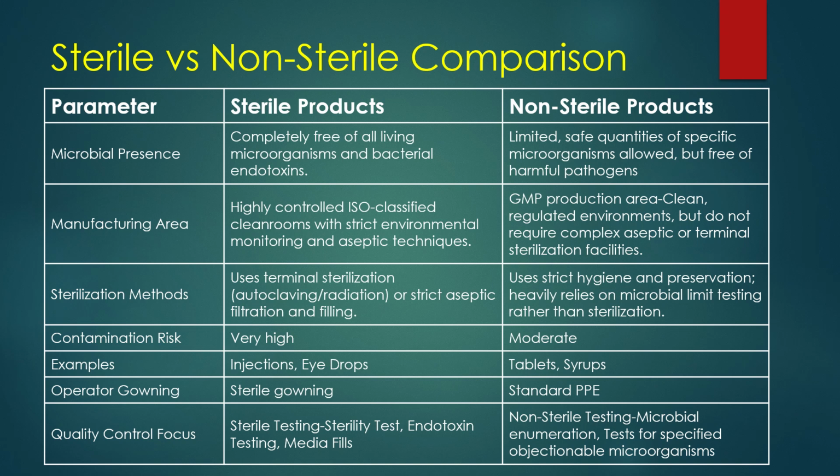Sterile manufacturing requires operators to wear specialized sterile gowning to minimize contamination. Non-sterile manufacturing generally requires standard personal protective equipment. Quality control for sterile products focuses on sterility testing, endotoxin testing, and media fill studies, while quality control for non-sterile products focuses on microbial enumeration tests and testing for specified objectionable microorganisms.